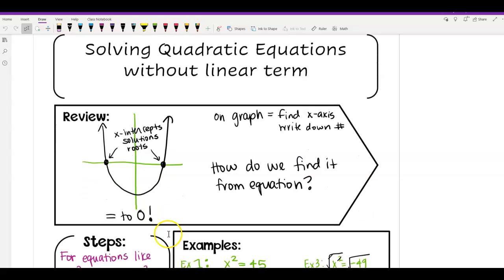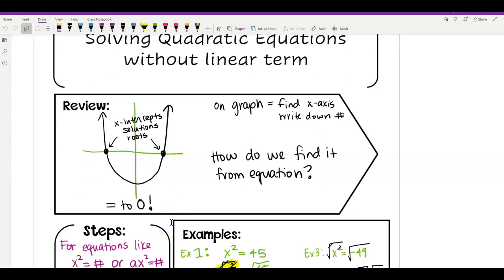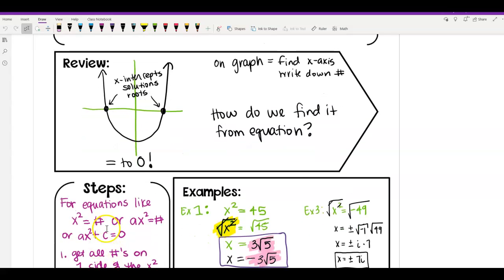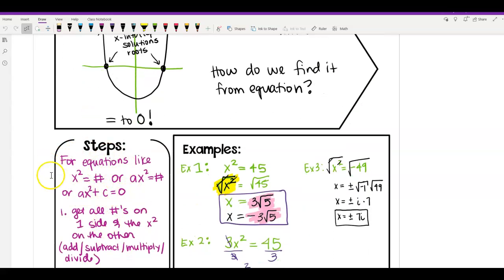So if you remember, we use square roots when the equation does not have a linear term. So it'll have an x squared, or a number times x squared, equal to a number, or a number times x squared plus another number equals 0. It will look like one of these forms right here. So how do we go about solving this?